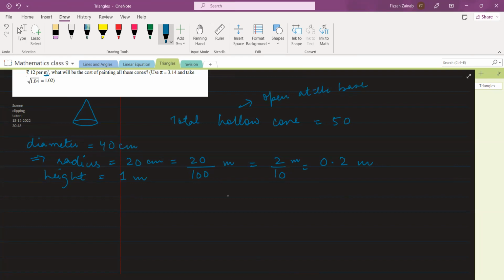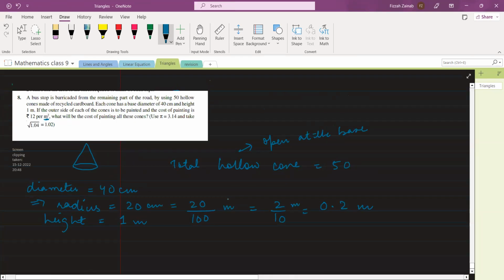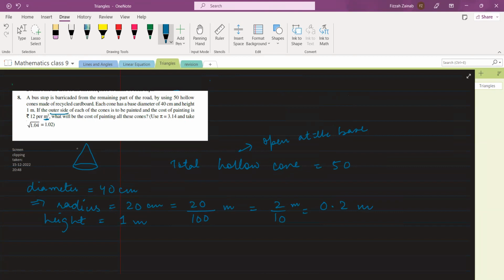Okay. Now we have to paint them. And only the outer side you have to paint. Understand? So that means which area you need? You need only the curved surface area, from outside you are painting. Is that okay?